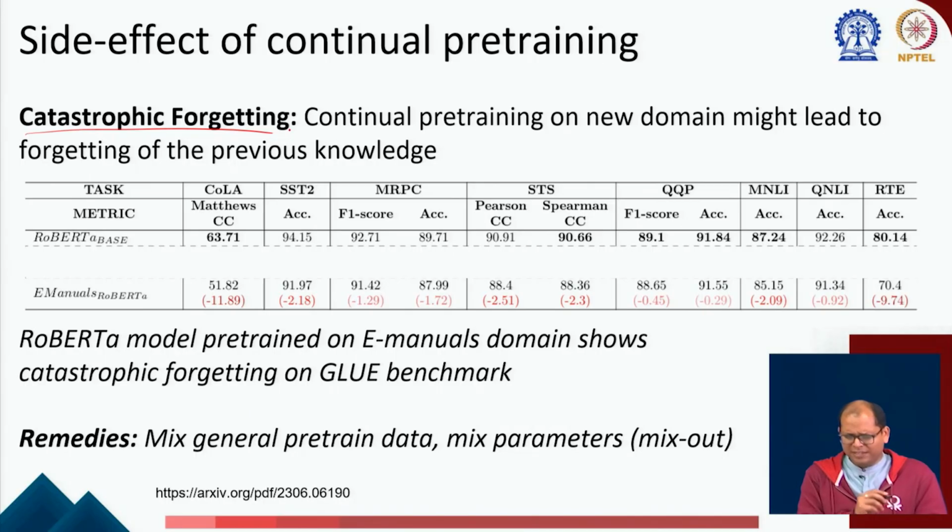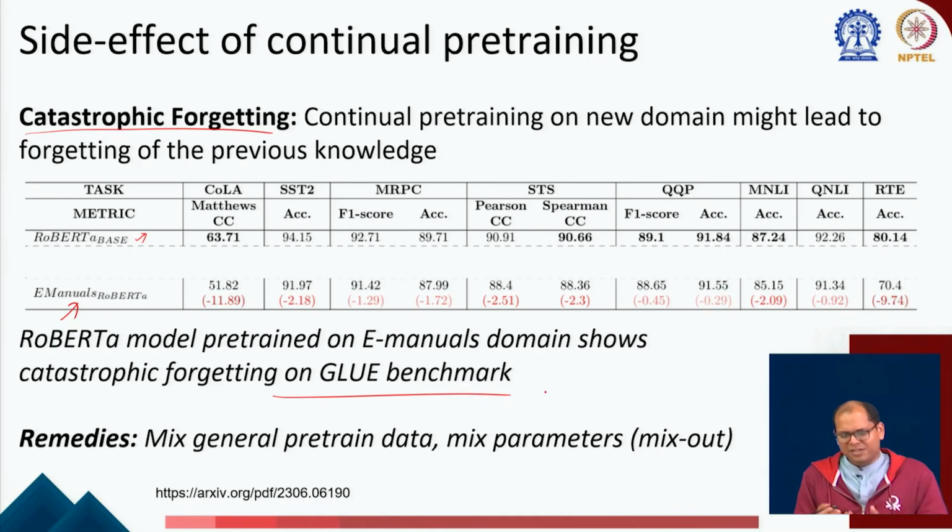Like here, what you are seeing, this was the RoBERTa base model applied on the GLUE benchmark. And now in this paper, what they did, they used e-manuals. They trained RoBERTa for the e-manuals domain, and then they again tried to test the performance on the same GLUE benchmark, and they found there was a huge drop in performance of the RoBERTa model, right? So you see catastrophic forgetting, and there are of course remedies for that, but this is a very commonly known problem.